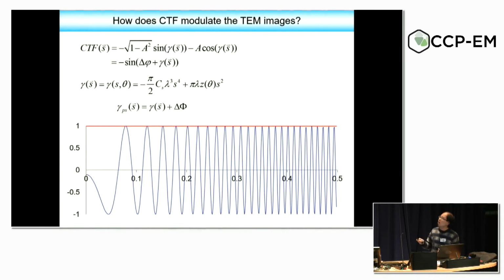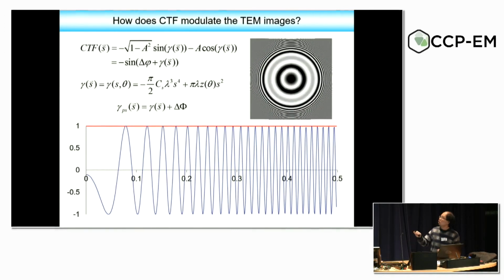And let's have a look at how the CTF modulates your structure information. Typically, CTF is a sine-like function. The two most important factors are the spherical aberration coefficient and also the defocus. But in the case of phase plate data, we also have another unknown parameter, the phase shift. And here is a simulation of typical CTF curves. And in 2D, it looks like this.